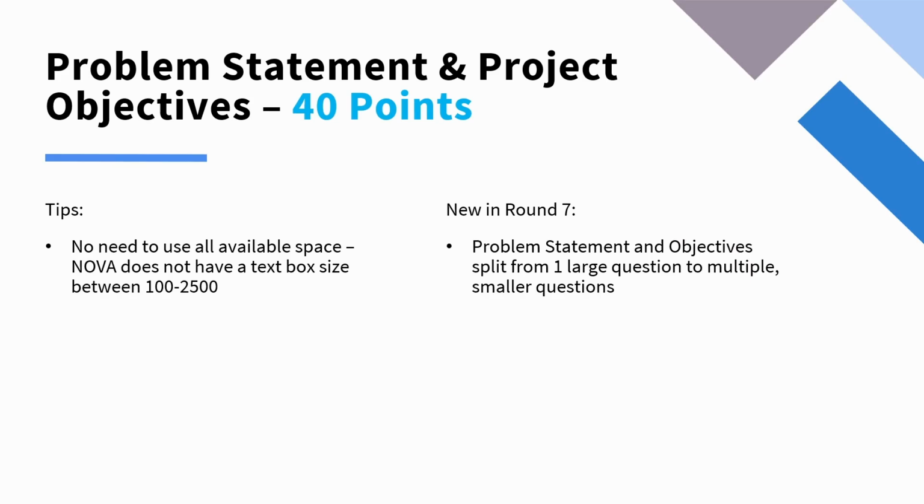In round 6, there was one question box for problem statement and one question box for the objectives, and you were required to include multiple elements to those. This year, they've split those boxes into multiple questions for the problem statement and multiple questions for the project objectives. Just fill those out. And with all these new questions, we do have a lot more text boxes available to us. Do not feel the need to use all the available space. 2,500 characters per question is a lot.